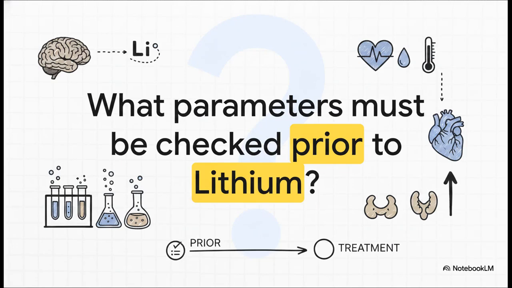All right, Section 4, Neuropsychiatric Drug Monitoring. Time for another active recall prompt. Lithium is, without a doubt, one of the most rigorously monitored psychiatric drugs out there. Now, the overall main parameters for lithium are lithium levels, TFTs, and UNEs. But listen to my question very carefully. What parameters must be checked prior to treatment?